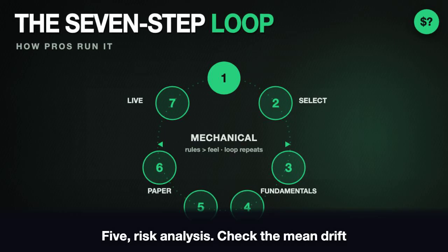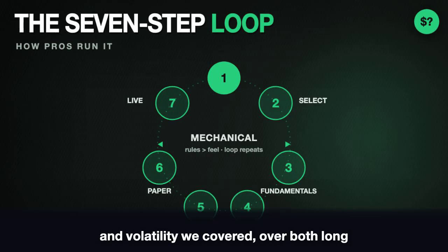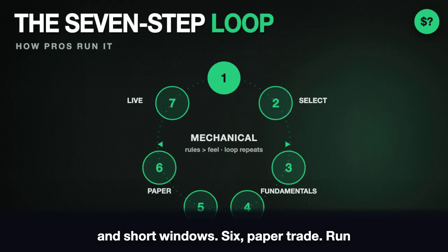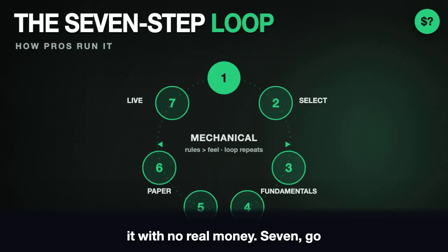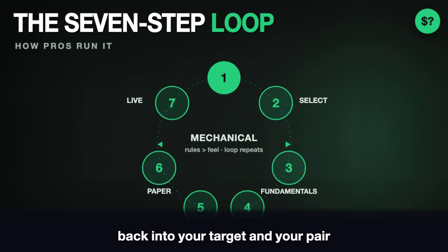5. Risk analysis. Check the mean drift and volatility we covered over both long and short windows. 6. Paper trade. Run it with no real money. 7. Go live. And this loop doesn't end after one lap. Your live results feed back into your target and your pair selection.